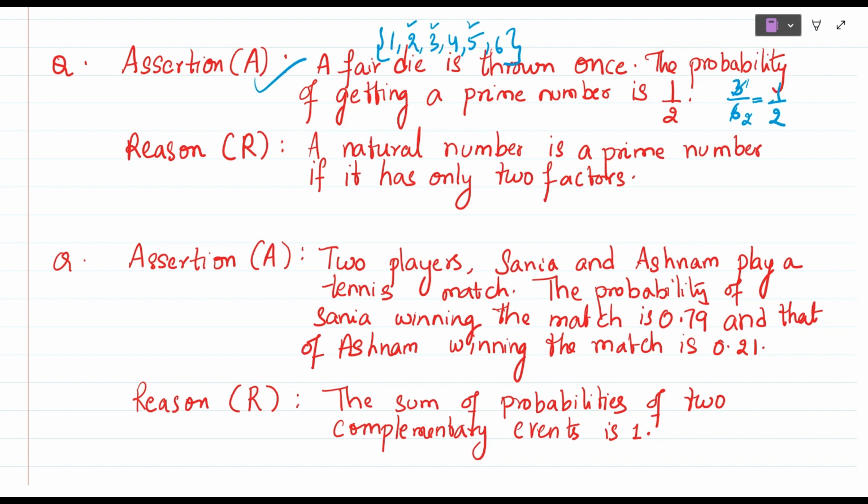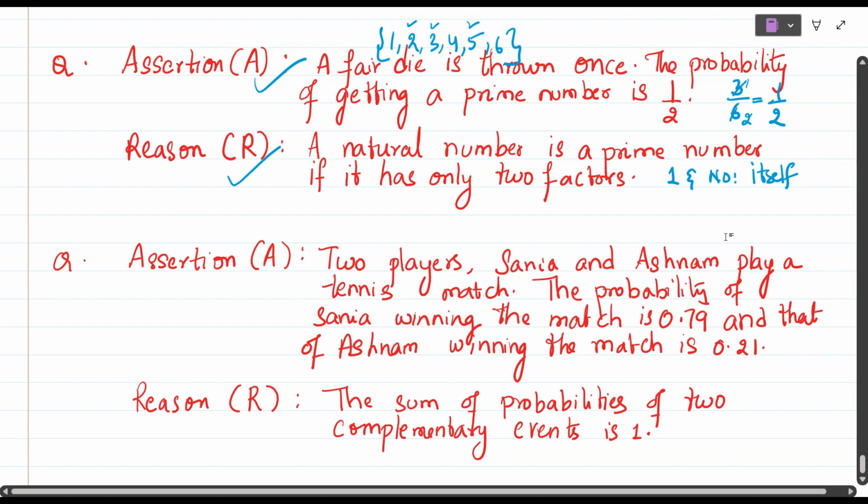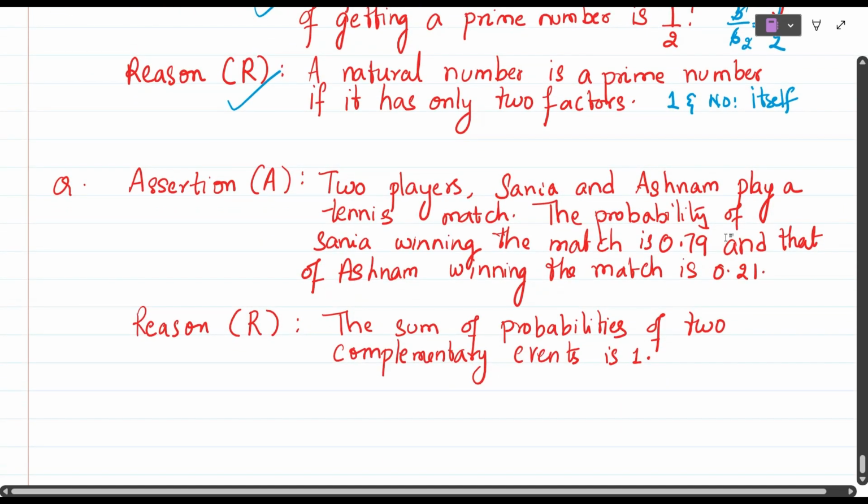The reason is: a natural number is a prime number if it has only two factors. So what is the definition of a prime number? A prime number has only two factors, 1 and the number itself. Clear? Okay. So is the reason true? Yes, this is also true. Clear? Next.